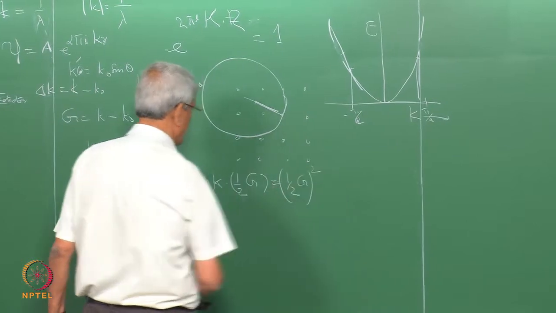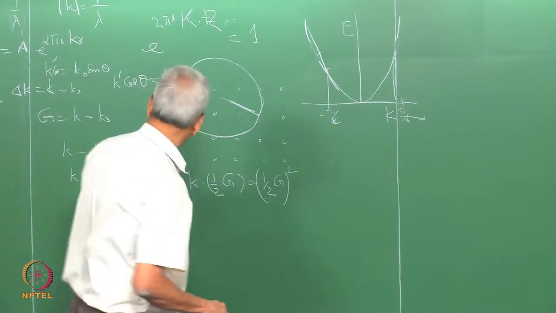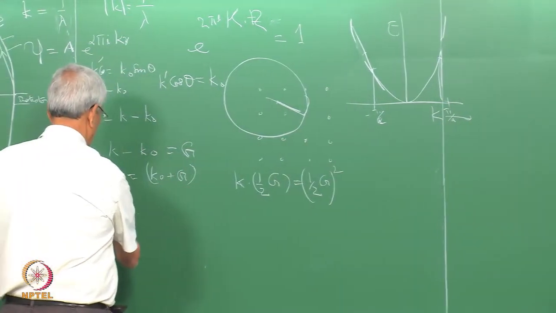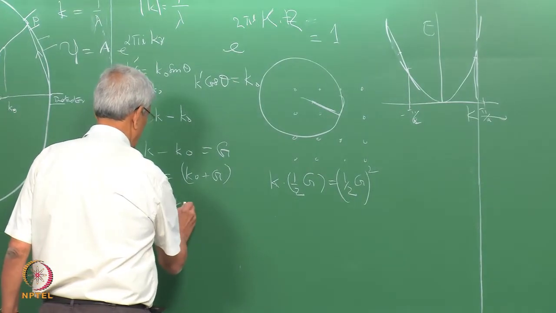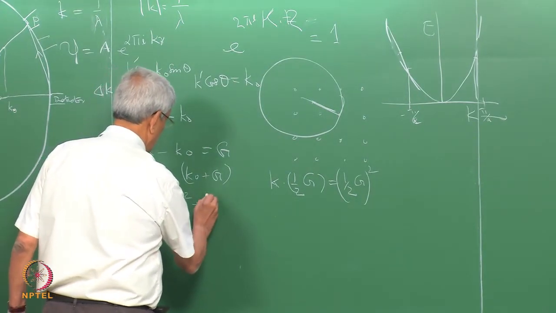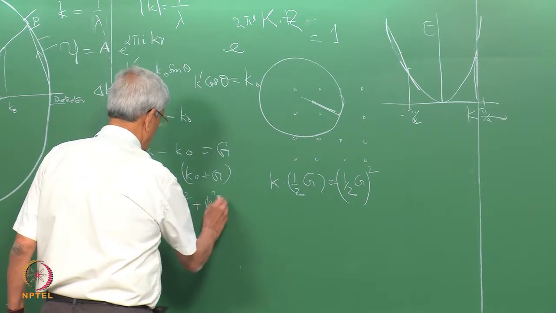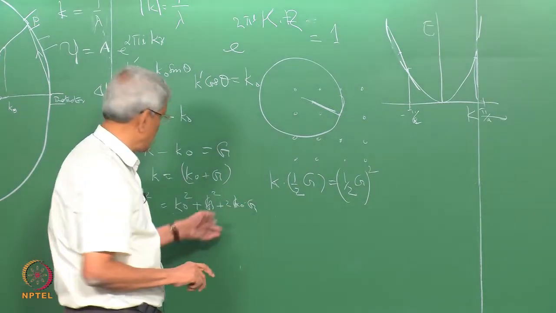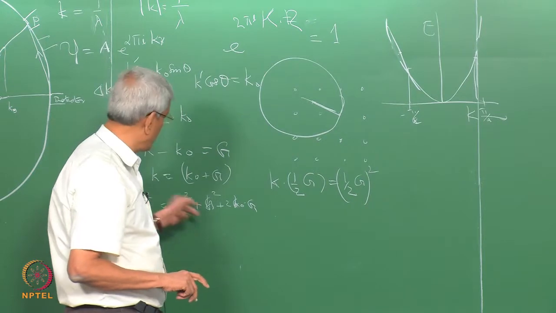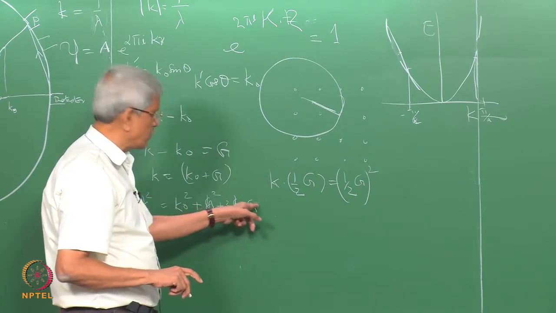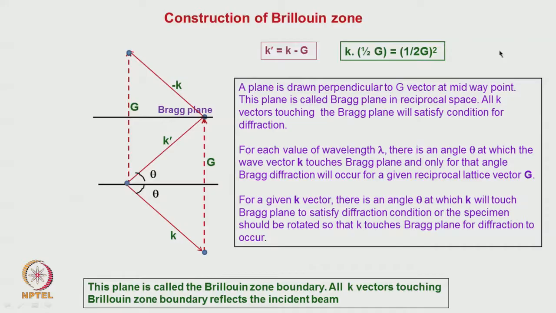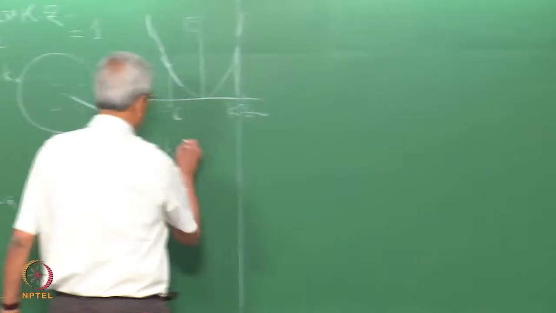G the whole square. This you can just work out. This will turn out to be k squared, which will be k0 squared plus g squared plus 2 k0 dot g. These values are the same, so they will go. So g squared plus 2 k0 into g will come. From this sort of an expression, what does this expression essentially mean? This is nothing but k dot half g equals half g dot half g.